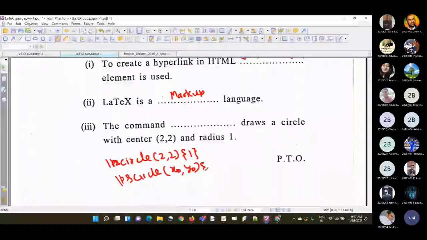And one more thing, please note it down: while writing the command here, make sure you are writing a small p, not a capital P. You should not start like this, P S circle. Because these commands are case sensitive, this would result in some reduction of marks. So please note it down.